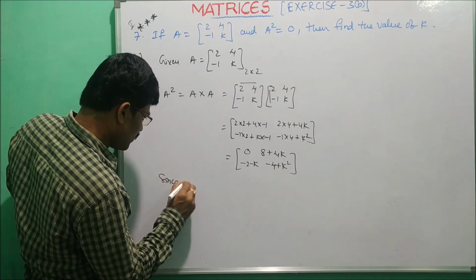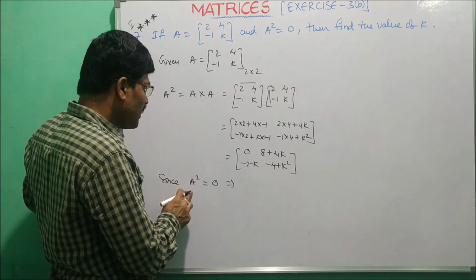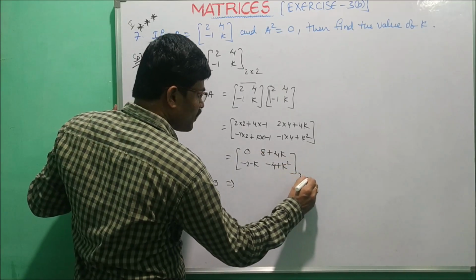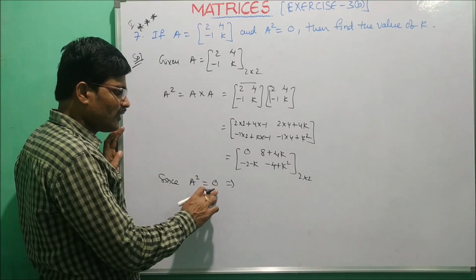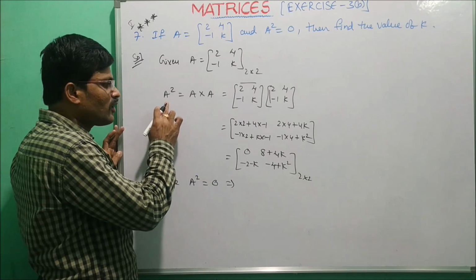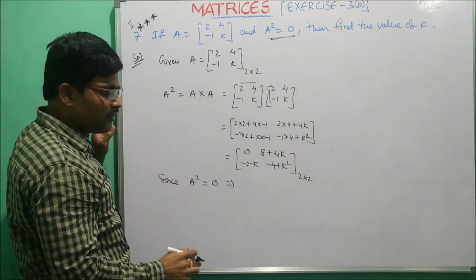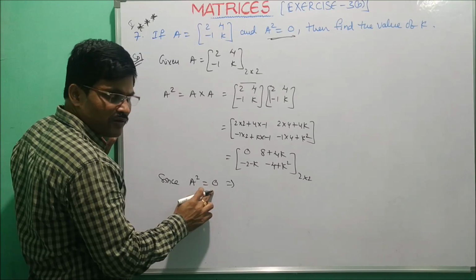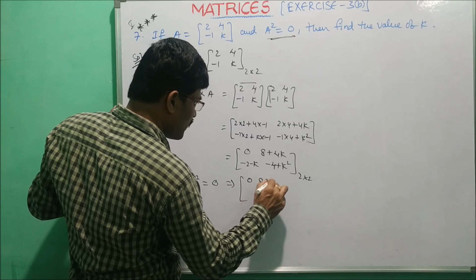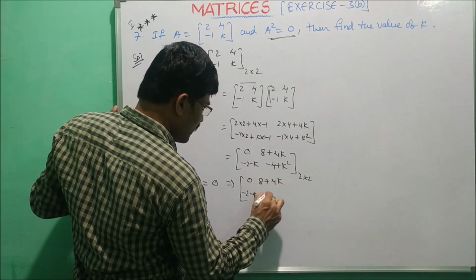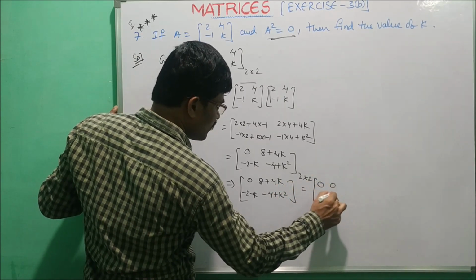Since A square equals O, here O means we take the null matrix. The order of A square is 2 by 2, because of order of A square is 2 by 2, therefore the order of the null matrix is also 2 by 2, so the two orders are equal. Now A square is 0, 8 plus 4k, minus 2 minus k, minus 4 plus k square, equals the null matrix. Here it can be written as 0, 0, 0, 0.